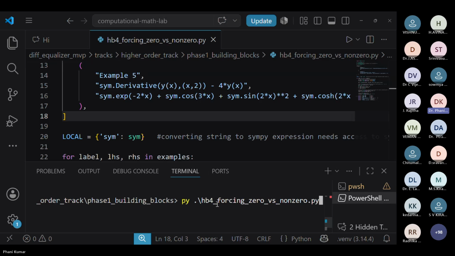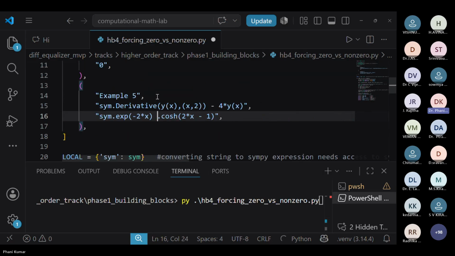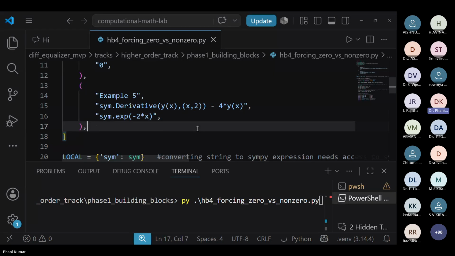Sim dot derivative of y of x comma 2, which represents d square y by dx square, minus 4y. Here, this is the right hand side part. I am taking only e power minus 2x. I am not going to take the remaining one, so I am going to cancel that one. I will see one by one. Sir, what is this differential equation? D square y by dx square minus 4y is equal to e power minus 2x.